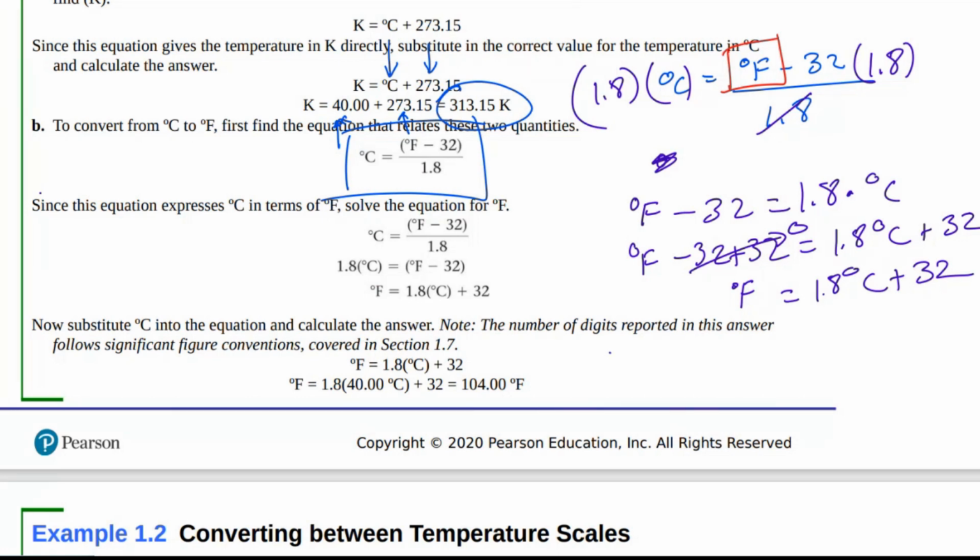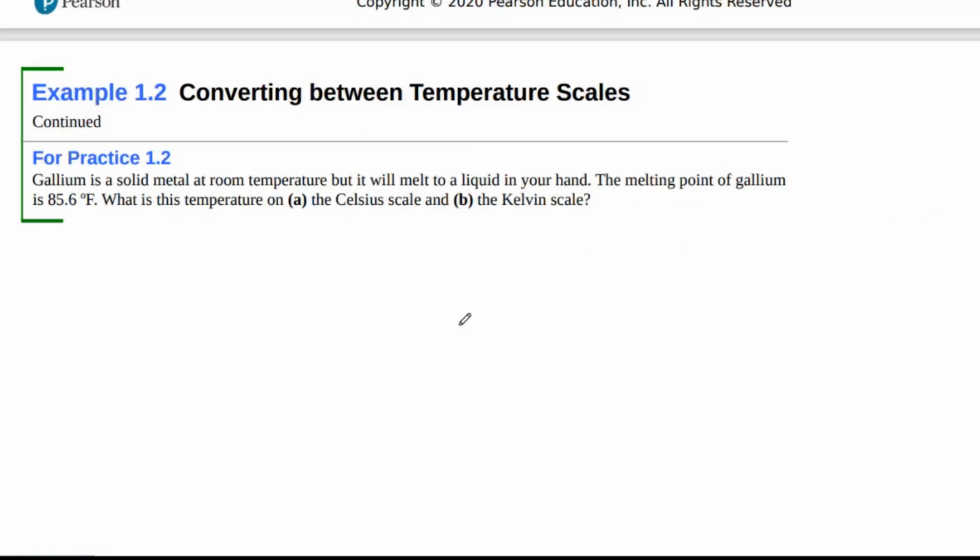All right. So now I just need to plug in my degrees C right here. So degrees Fahrenheit is equal to 1.8 times my 40 degrees C plus 32, which is equal to 104 degrees Fahrenheit. Okay, so that's the way we would work that problem.